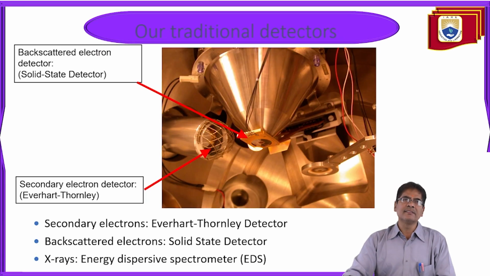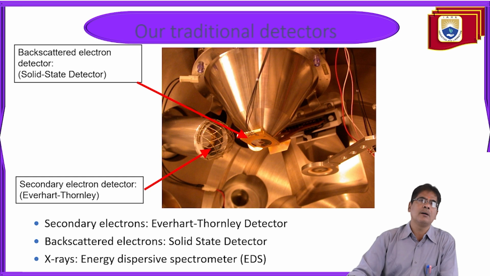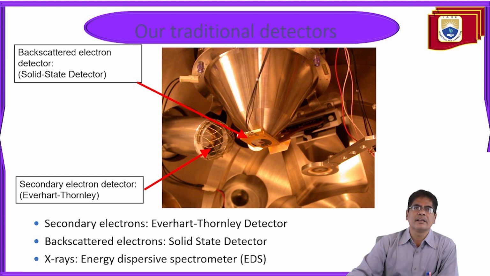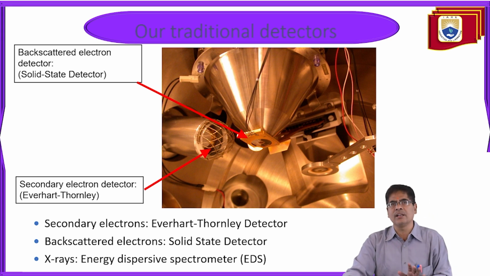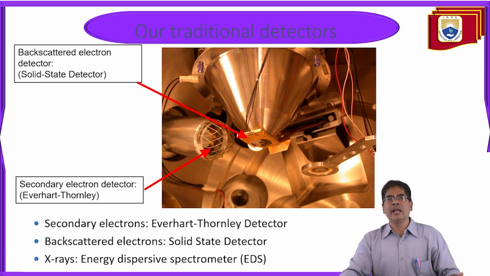Our traditional detectors are the BSE, that is backscattered electron detectors. In the case of backscattered electron detectors, we go for solid state detectors. These we all study in the case of scanning electron microscopy, right? So we have the secondary electron detector, the Everhart-Thornley detector, backscattered electrons with solid state detectors, and X-rays with EDAX, that is energy dispersive spectrometers, right?